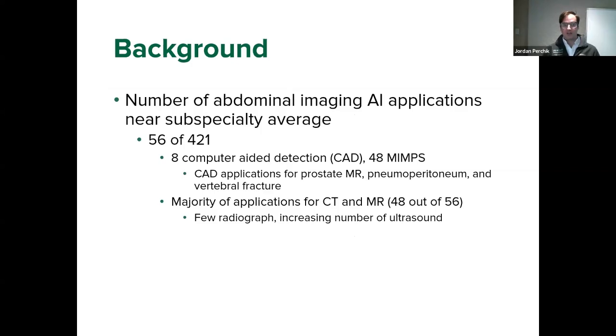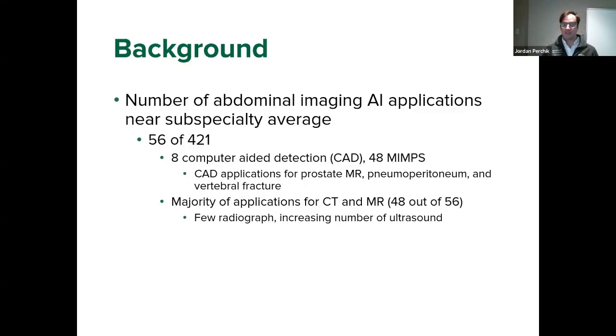The number of AI applications in abdominal imaging is about at the average for subspecialties in radiology. There are currently 421 FDA cleared AI applications, 56 of those related to abdominal imaging, but there's a relatively low proportion of computer-aided detection applications. A lot of these are related more to image management or processing. Of the 8 computer-aided detection applications, we have applications for prostate MRI, for detection of new peritoneum, and for detection of incidental vertebral fractures, and the majority of these applications are related to CT and MRI.